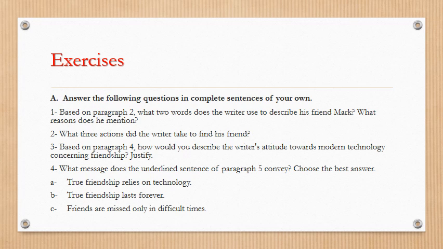What he thinks, attitude means the way of thinking, okay, towards technology concerning friendship. He thinks it's shallow, something that's not deep and lasting as old friendships were, because he talked about his 12-year-old daughter who had more than 100 friends on Facebook, and friends, quote unquote, not real friends, just those virtual friends. Now, number 4, what does the underlined sentence of paragraph 5 convey?